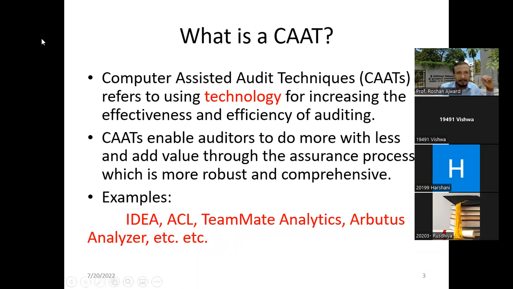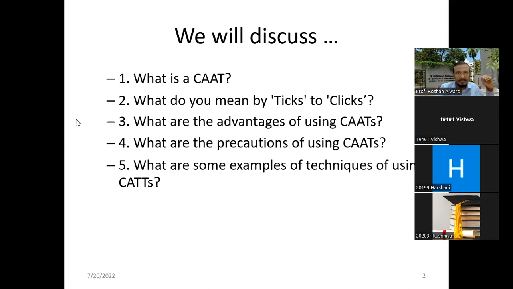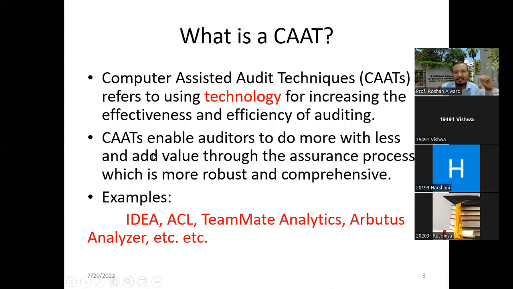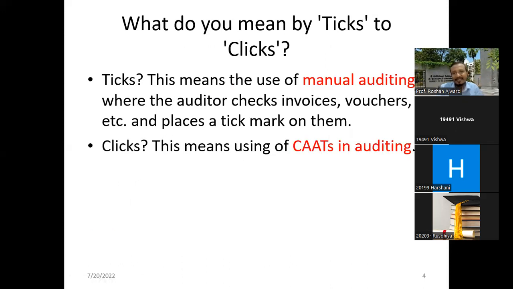So that's what a CAAT is. Then what do we mean by ticks versus clicks? Now, in auditing, if you are an audit trainee, an intern, when you go and do audits, you put tick marks. Different tick marks are there. Manually, you put the tick marks, and that's what you do in manual auditing. So ticks represent manual auditing.